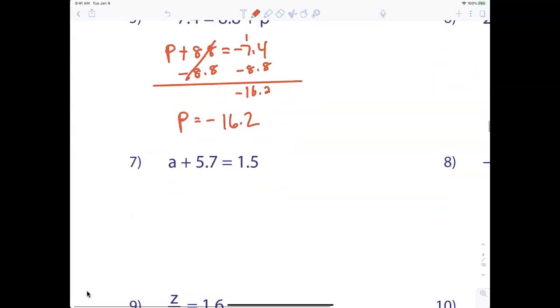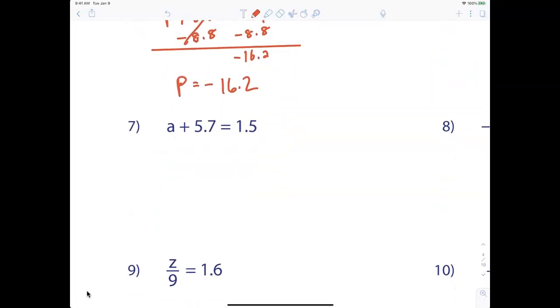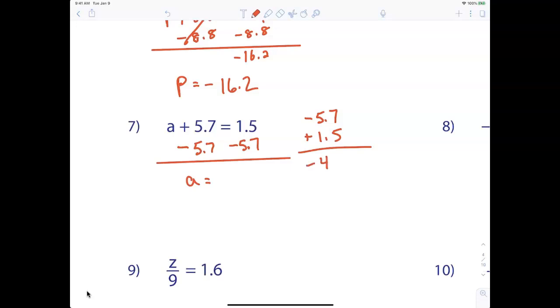Let's check out number 7. Again, we're subtracting 5.7 from both sides, and so we're left with A equals. To me it was always easier to rewrite it as negative 5.7 plus 1.5, because I know I'm subtracting. With a positive and a negative, I subtract. So now this is just negative 4.2. Alright?